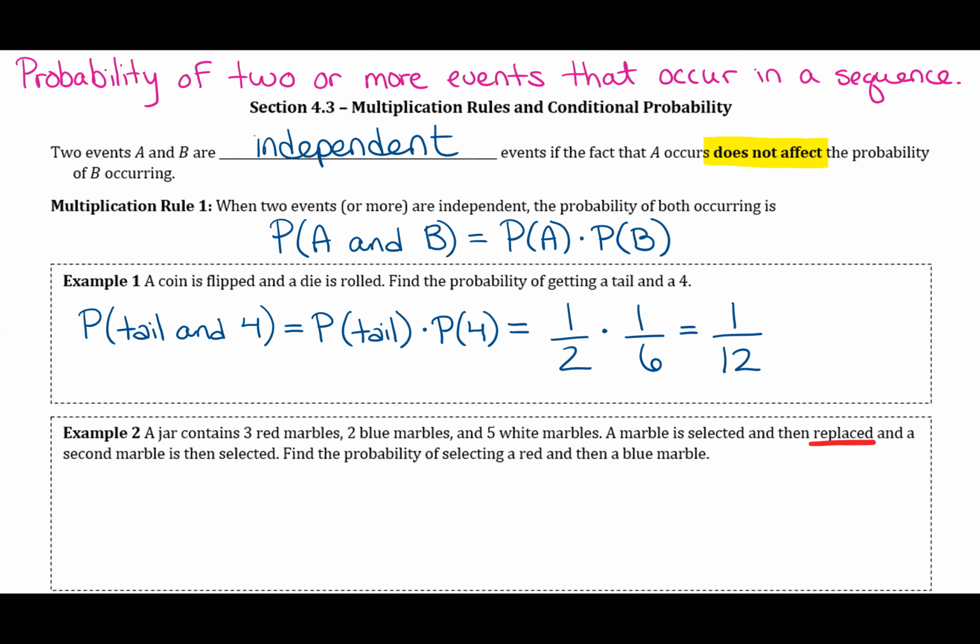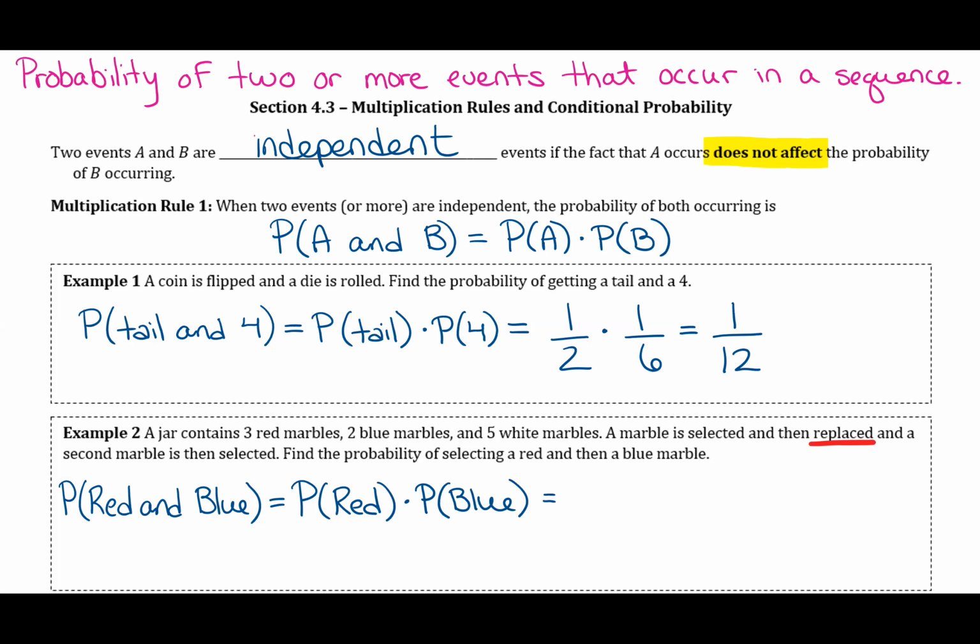Karen, do you want to do example 2? Sure. A jar contains 3 red marbles, 2 blue, and 5 white. A marble is selected and then replaced, and a second marble is then selected. Find the probability of selecting a red and then a blue marble. So we want the probability of red and blue, is how I'm going to write that notation-wise. That's just going to be the probability of getting a red one times the probability of then getting a blue one.